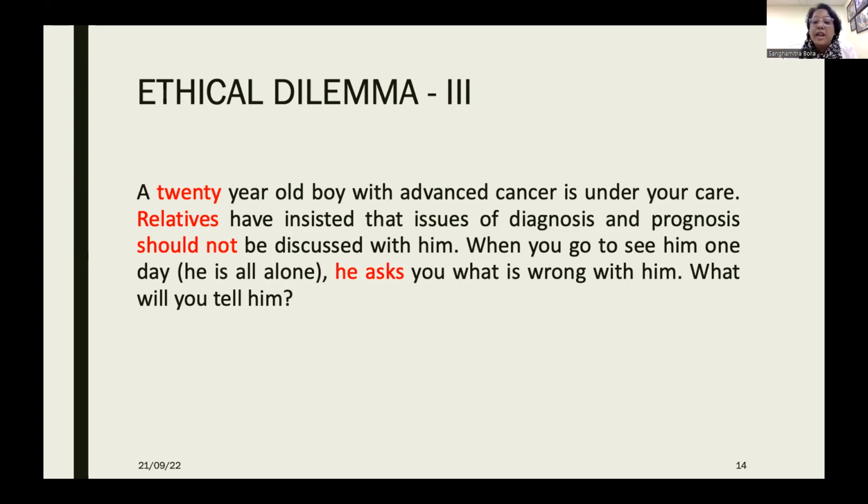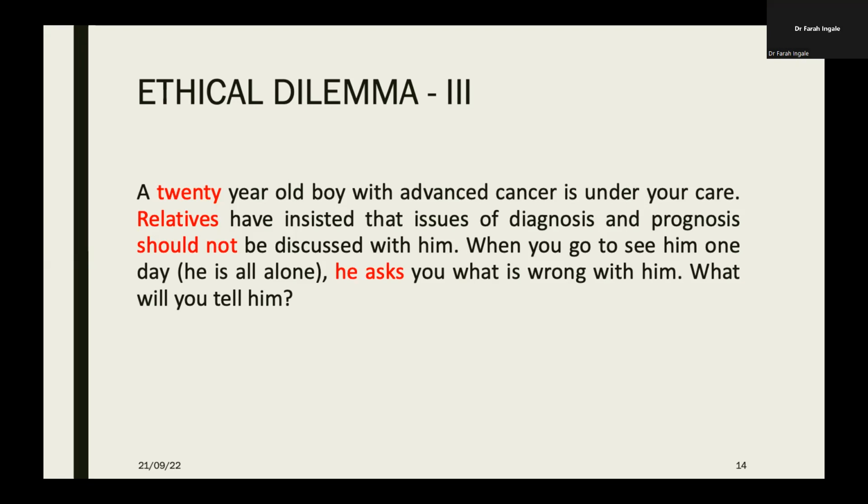So it's very important that when he is alone and he initiates the question, it is our moral responsibility to give him the diagnosis and prognosis, but of course, with the suggested SPIKES protocol that you all may have learned by now in your communication skills. Yeah. Can I speak, ma'am, for a minute? Yes, please.